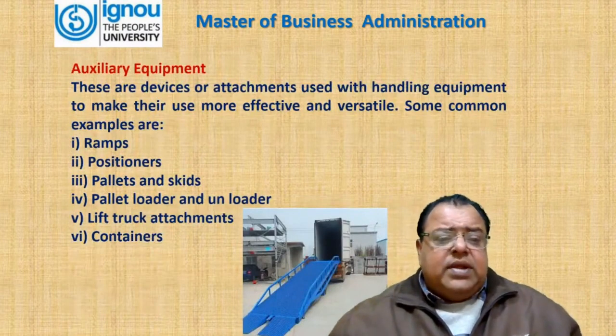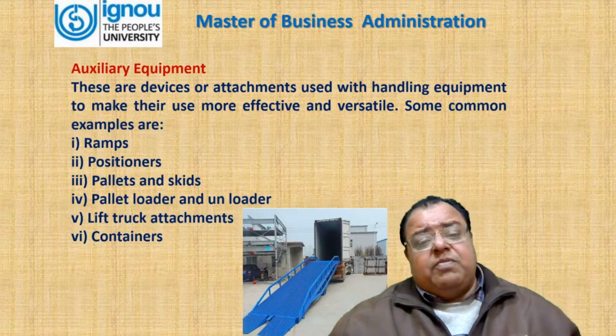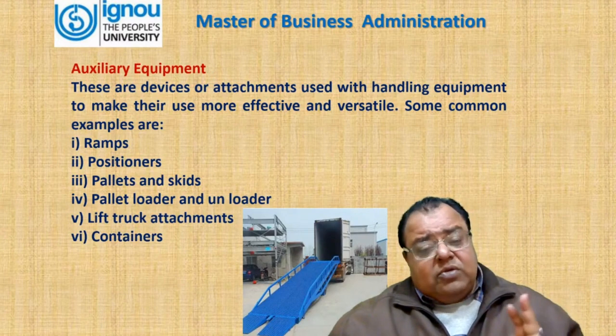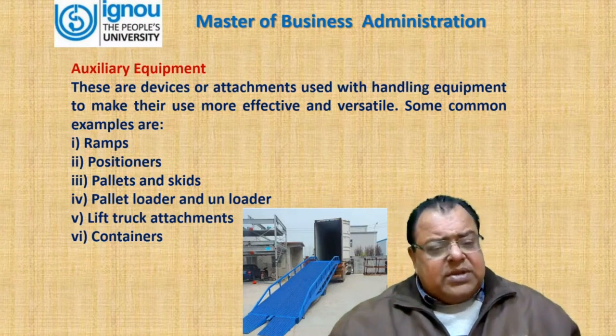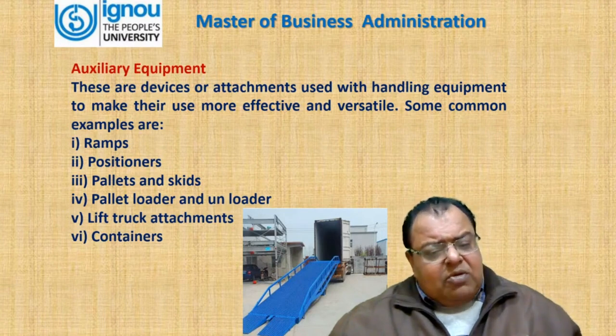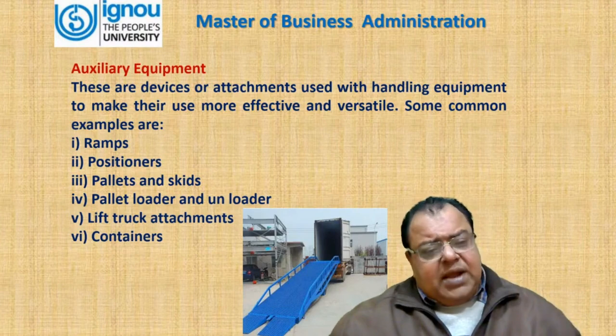Auxiliary equipments. These are the devices or attachments used with handling equipments to make their use more effective and versatile. Some common examples are ramps, positioners, pallets and skids, pallet loader and unloader, lift truck attachments, containers.